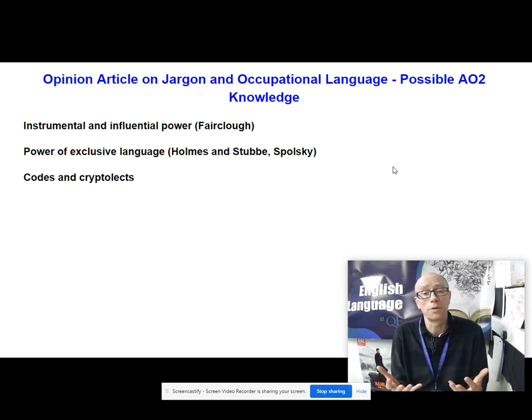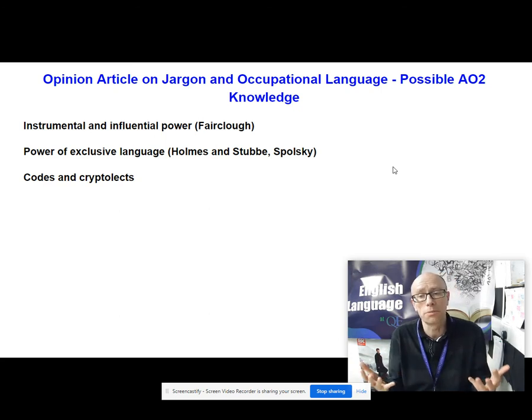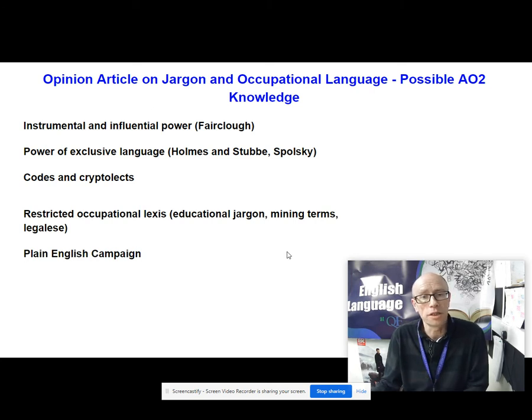You've also got the material that we covered in a previous video about the power of exclusive language, where you've got Spolsky and Holmes and Stubbs. You've also got the notion of codes and cryptolects, that although language is this way that we have of converging and linking with people, quite often we use language in order to exclude groups of people as well, not to be understood by certain people. We have certain restricted occupational lexis, which you will have studied. So we looked at the language of teaching. We looked in a previous video at the language of miners and of the language of the law.